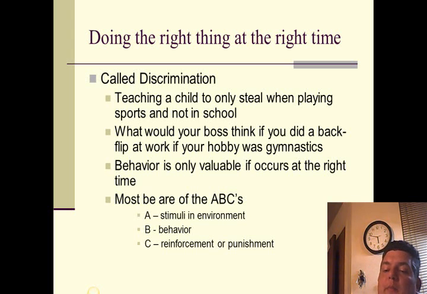Most of these are the ABCs. A is stimuli in the environment. B is behavior, and C is reinforcement or punishment. Teaching a child to only steal when playing sports and not in school. In other words, behavior is appropriate only in certain situations, which can be conditional. If someone drops a $20 bill, it's okay to pick it up as long as you didn't see who dropped it. That type of thing. But if you see who drops it, then it's not okay to pick it up.